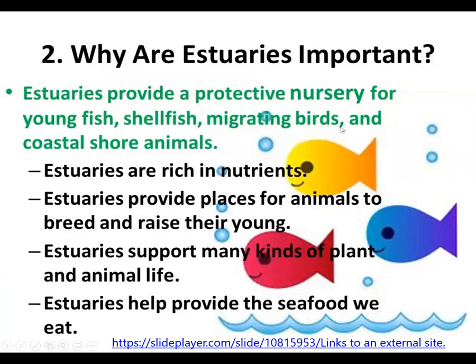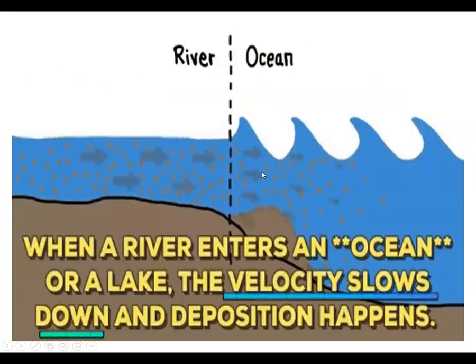So these are some of the reasons why estuaries are important. Estuaries are rich in nutrients. Estuaries provide places for animals to breed and raise their young. Estuaries support many kinds of plants and animals. Estuaries help provide the seafood that we eat. Okay, so these are just some of the benefits that we get from estuaries.